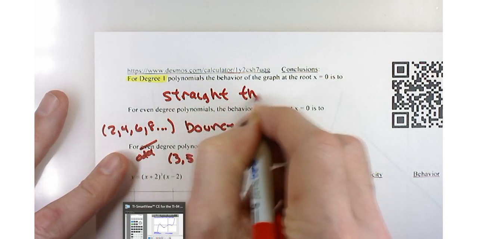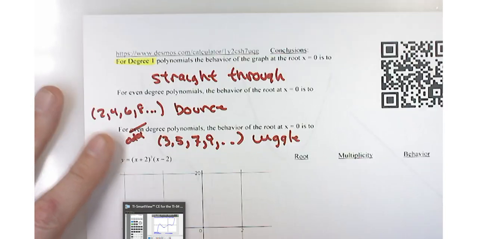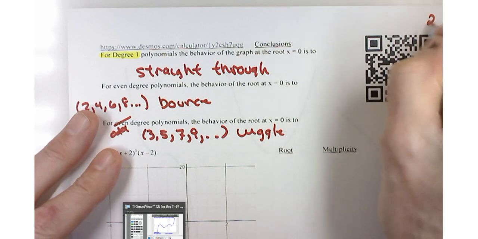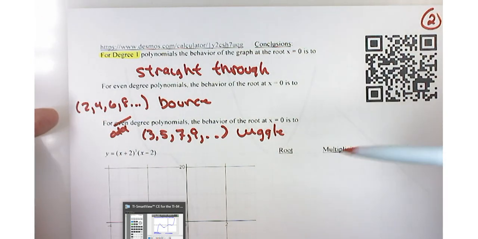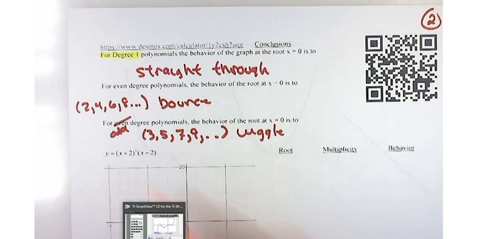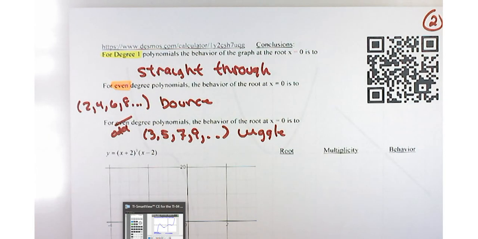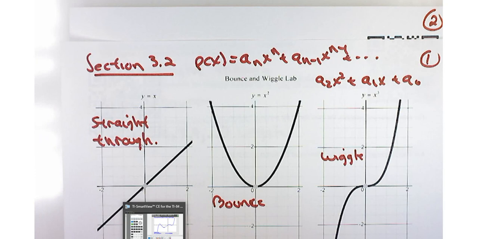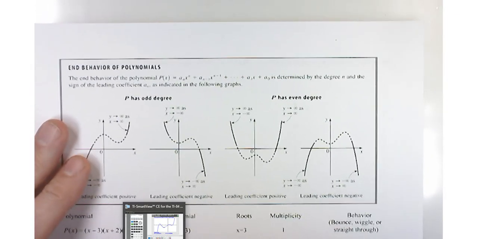And what's nice about this is that with this understanding that for even degree roots, you're going to get a bounce, or with odd degree roots, you're going to get a wiggle, you can really predict what a function is going to look like. Now we're going to have to couple that up with one more thing here, and that's going to be yet another handout. That's going to be your end behavior of that polynomial. So let's take a look at that for a moment.